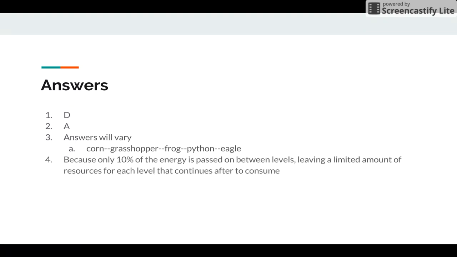Question 4 was asking why can there not be an infinite number of organisms in a food chain? Since only 10% of the energy is passed on between levels, there won't be as many resources for each level to continue to consume since only 10% is passed.